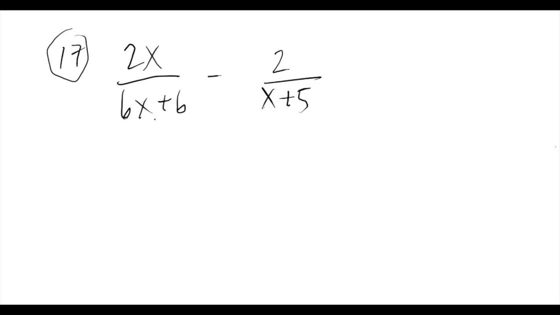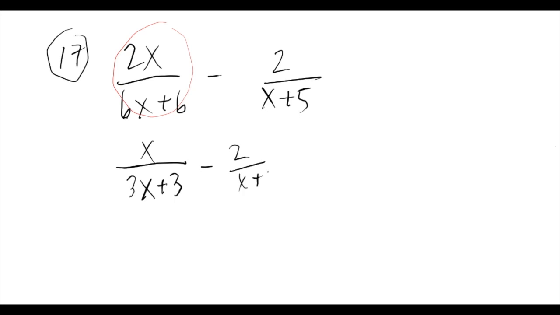Okay, ito pwede natin i-simplify muna. We will have x over 3x plus 3 kasi common factor ng numerator and denominator is 2 at pwede natin i-cancel out. So, we'll have this. So, itong dalawa, wala silang common factor. So we can simply do yung ginawa natin kanina na cross-multiply.